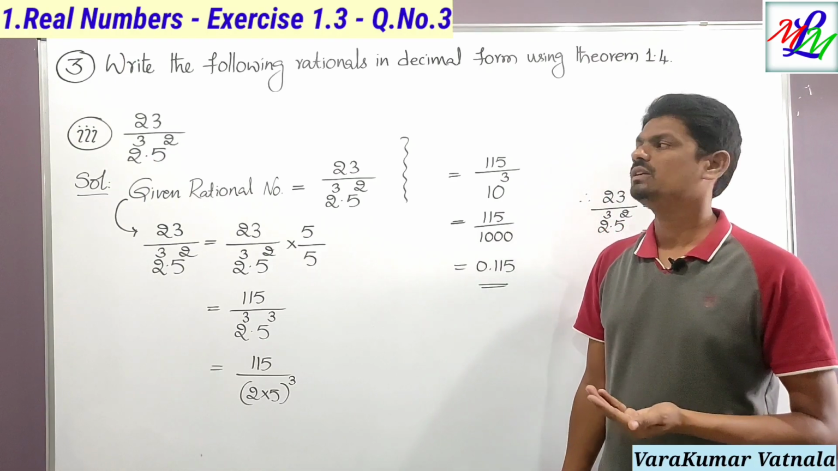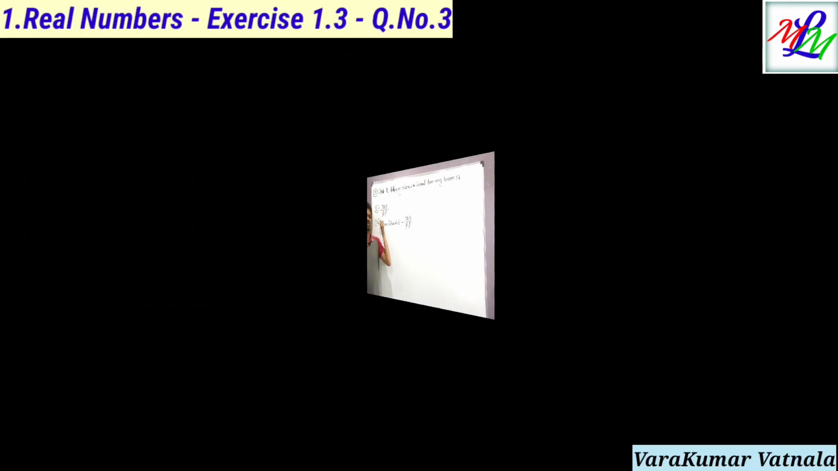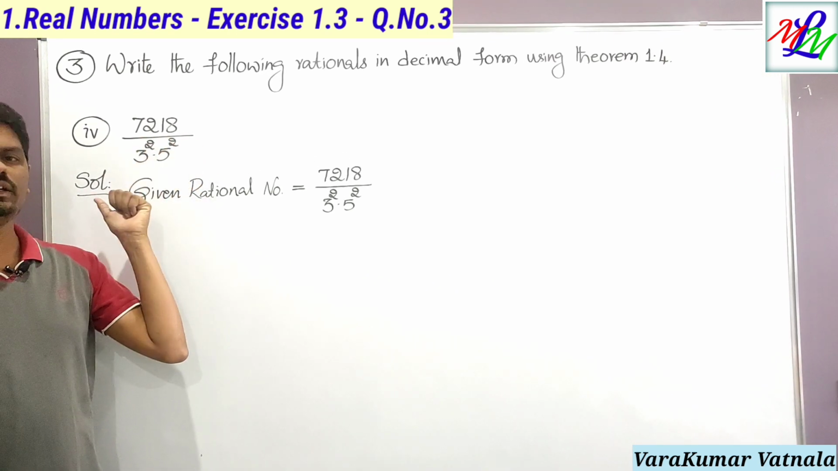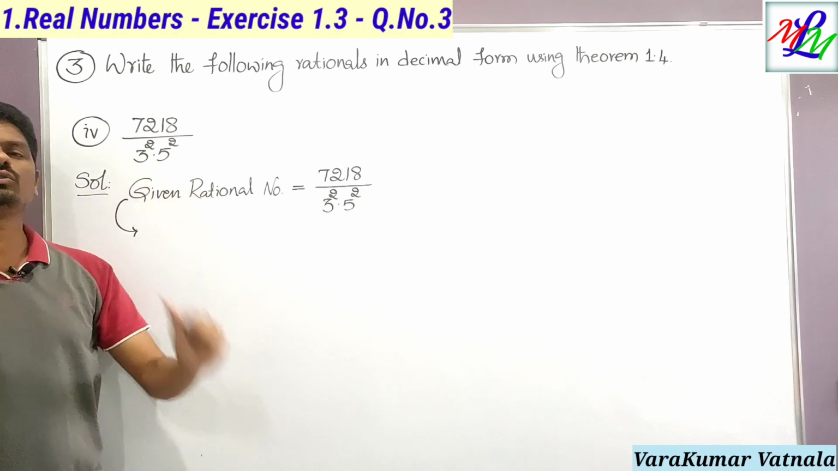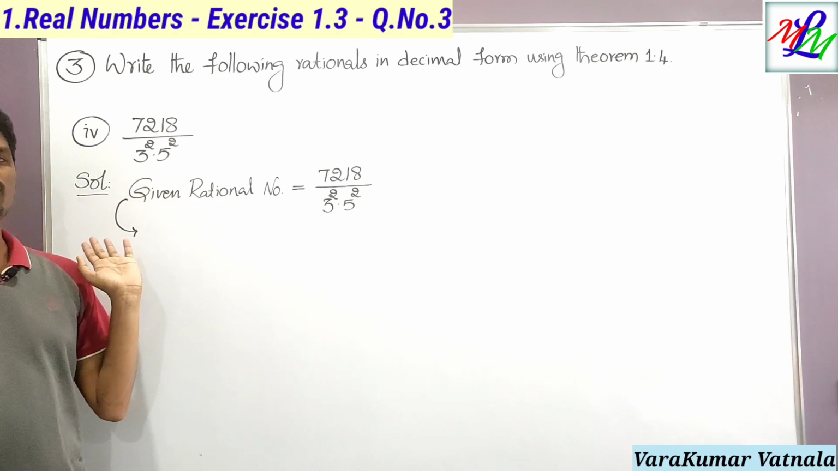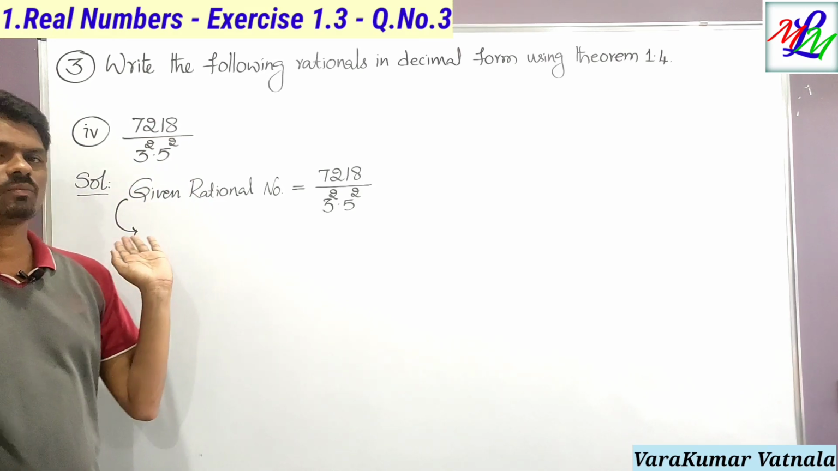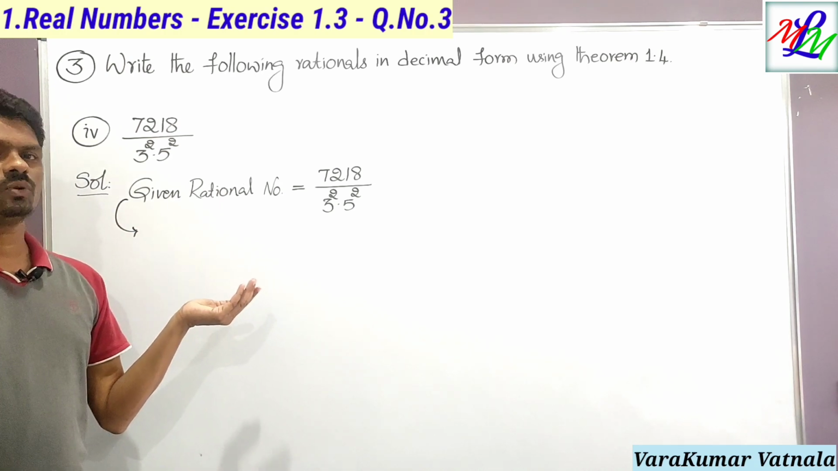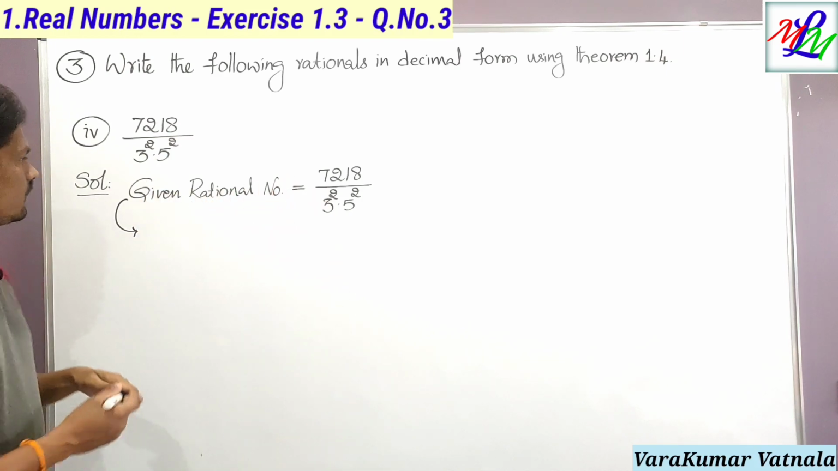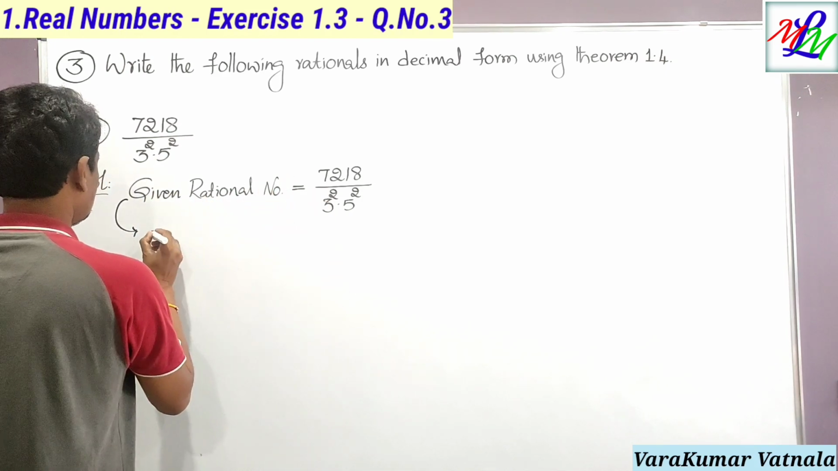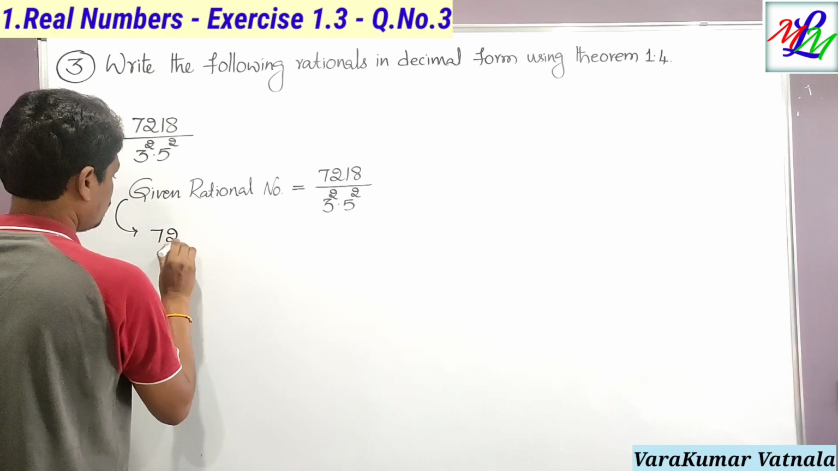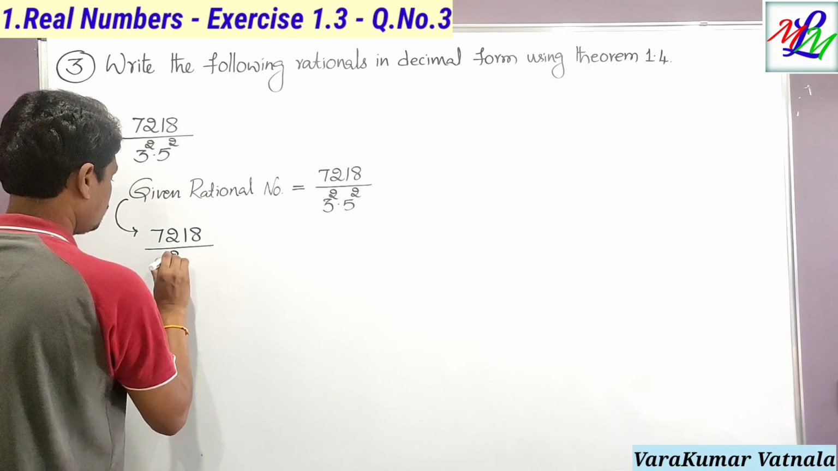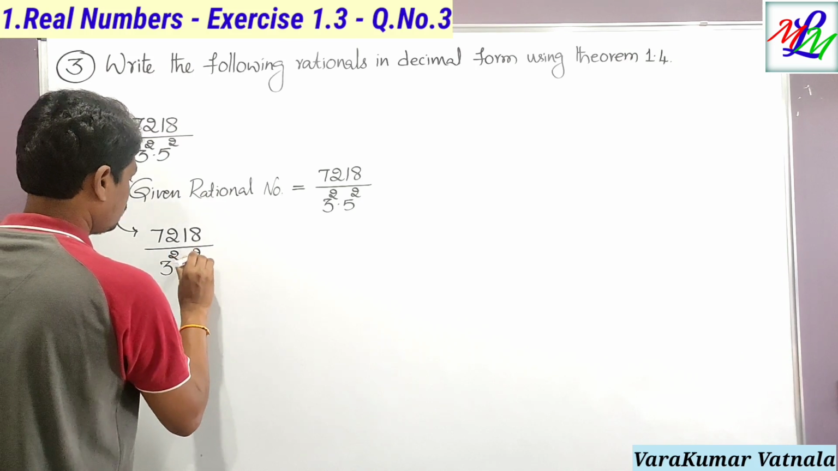Totally we have 5 bits. Next we have to find the decimal form of this. This is the fourth bit in the third problem: 7218 divided by 3 to the power 2 into 5 to the power 2. Again we have to write the decimal form of the given rational number using theorem 1.4. So for that we have to make the denominator a multiple of 10. So given rational number, see here how can we write it? 7218 divided by 3 to the power 2 into 5 to the power 2.